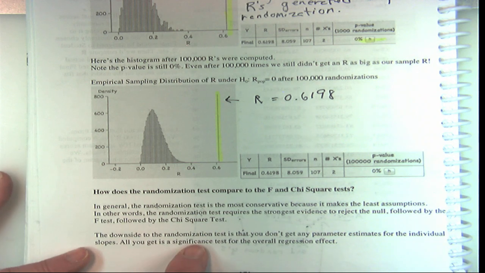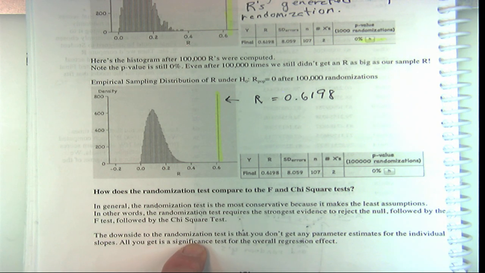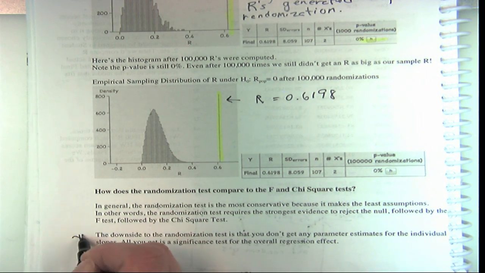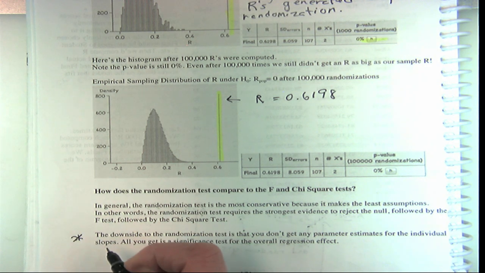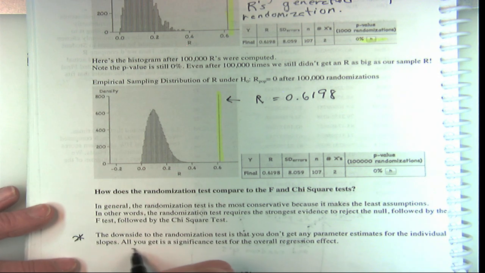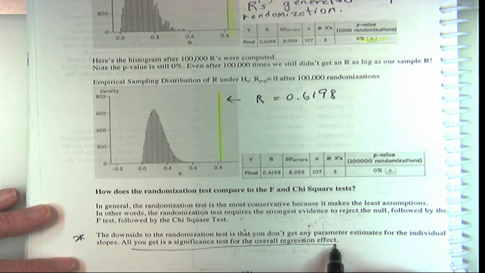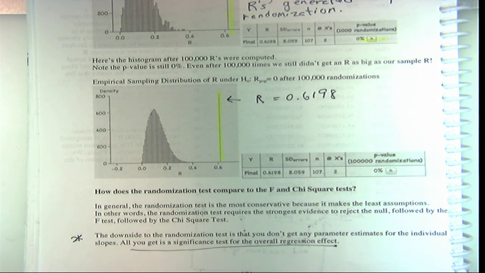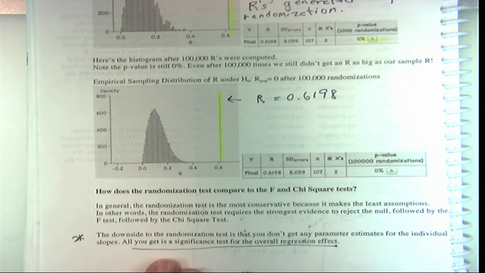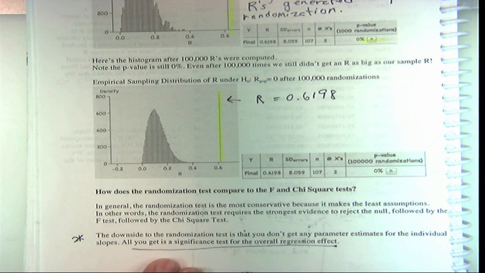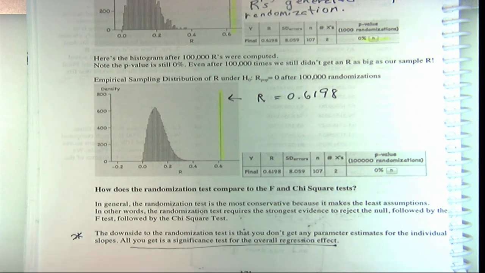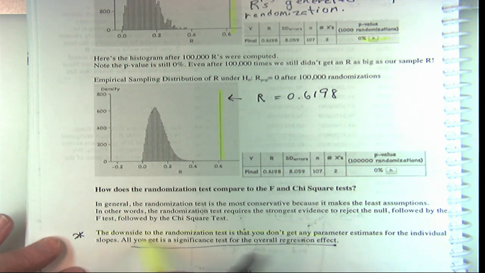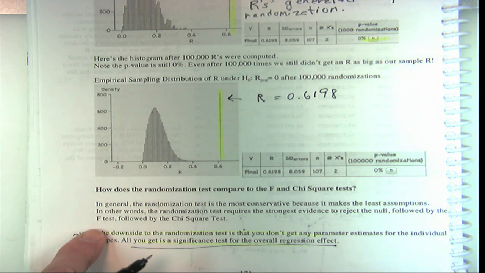What's the downside of the randomization test? It's that you don't get parameter estimates for the model. You don't get those slopes. All you get is a significance test for the overall regression effect. You can't separate out the effects of homework, exams, etc. So you don't get slope estimates. So that is a disadvantage. But to test the strict null, it's really great.